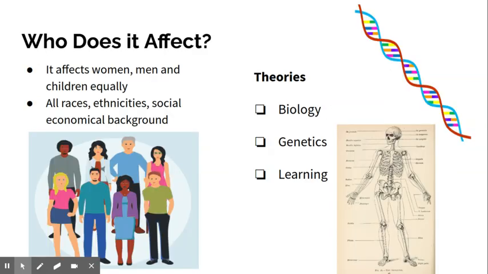So who does it affect? OCD affects women, men, and children equally. It doesn't matter what race or ethnicity or socioeconomic background you come from. There are theories on who gets OCD. The biology theory says that OCD is a result of your brain chemistry. The genetic theory says that specific genes cause OCD, but those genes have not been identified yet. And lastly, there's the theory of learning, which says that you learn OCD from family members who have it.